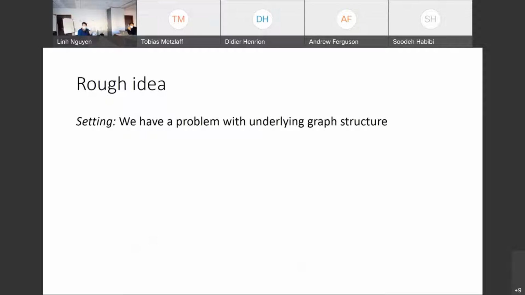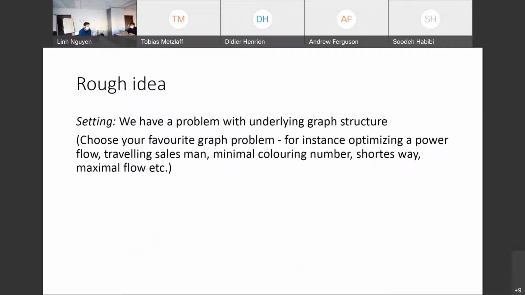So we want to consider a problem with underlying graph structure. In that case, that will be mostly a dynamical system. But for those of you that are not so familiar with dynamical systems, you can choose your favorite graph problem. For instance, optimizing a power flow, or the traveling salesman problem, minimal coloring number, and so on. Because I think the idea we use here, you can easily encounter in your favorite graph problem as well, just to illustrate what our method does for our case. I think you find similarities to your chosen problem.